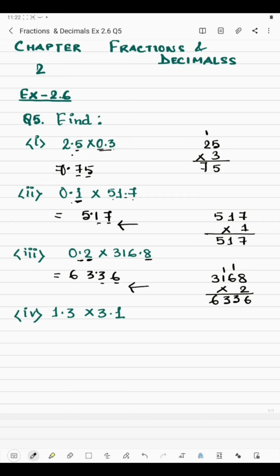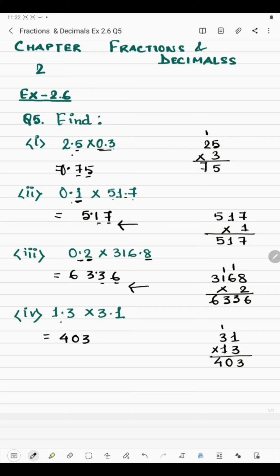Fourth part, we have 1.3 multiplied by 3.1. Now if you remove the point in 3.1, then it will become 31, and if you remove the point here, we will get 13. 1.3 will become 13. Now if you multiply this, 13 1s are 13, 3 1 carry, 13 3s are 39, 39 plus 1 is 40. So we have 403.